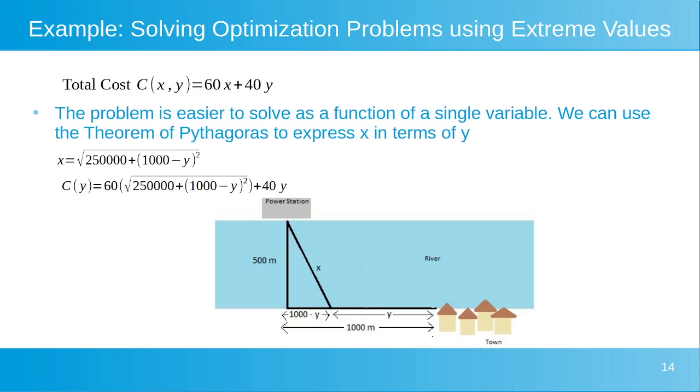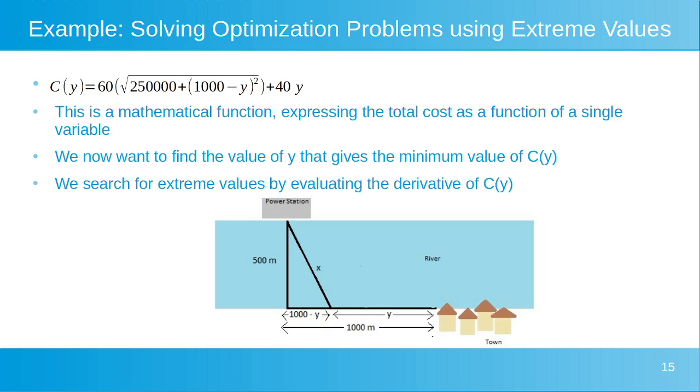So we look at our equation, total cost C as a function of x and y is equal to 60x plus 40y, and we replace x with our square root 250,000 term. So what we get is the maths equation at the bottom underneath.